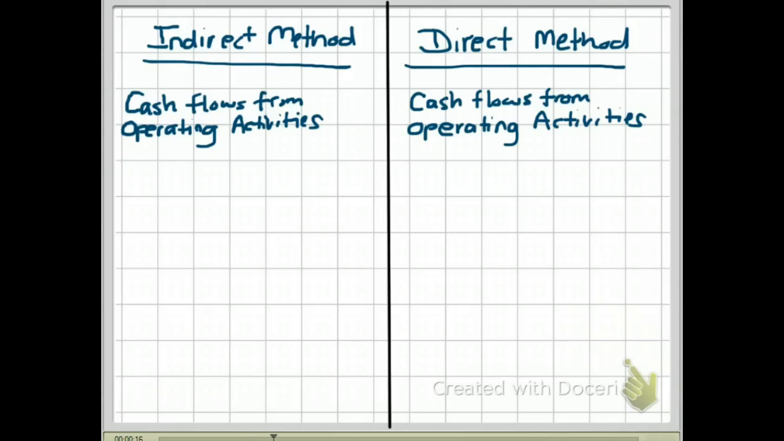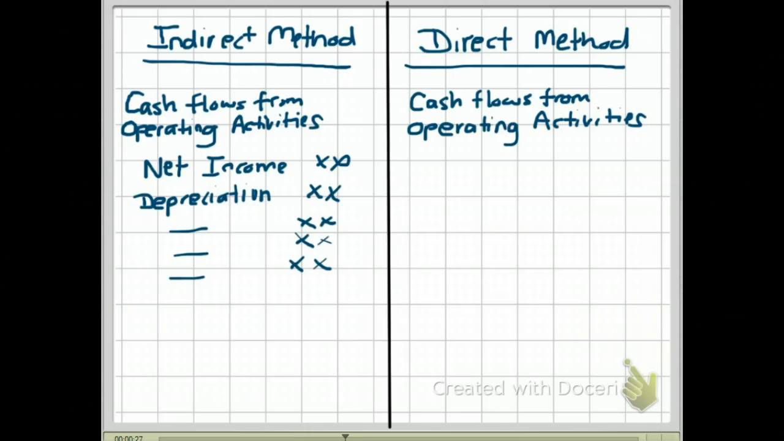The indirect method and the direct method are only different in one section of the cash flow statement. They only differ in the cash flows from operating activities section. When you're starting off with the indirect method, the first item you put down is your net income. Then, as you learned in Chapter 7, you add back depreciation and then you make all the other adjustments that you need, and you end up with your cash flows from operating activities.